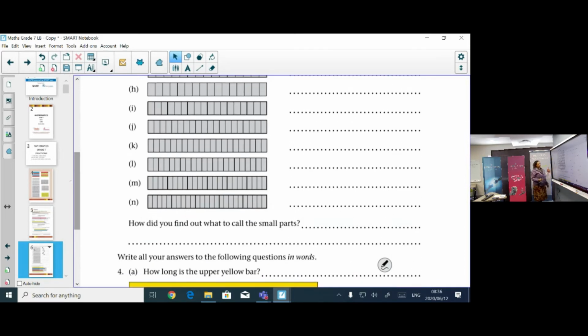Then I'll count the last one. In a similar way, we count the smallest part. How did you find the smallest part? You just count 1, 2, 3, up to 25. So it is 1 out of 25.